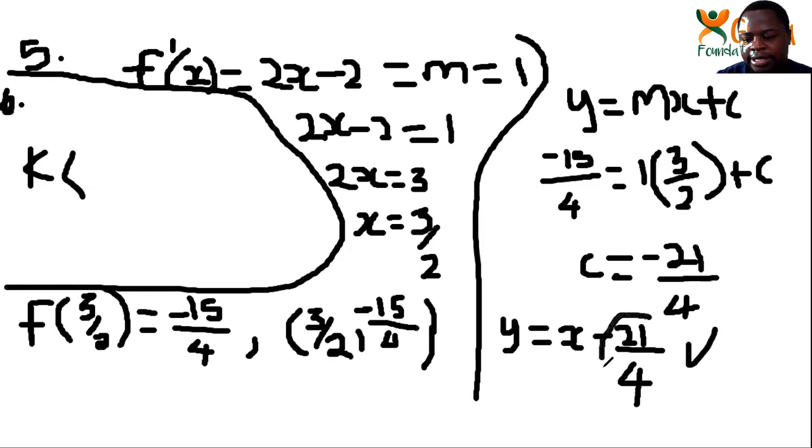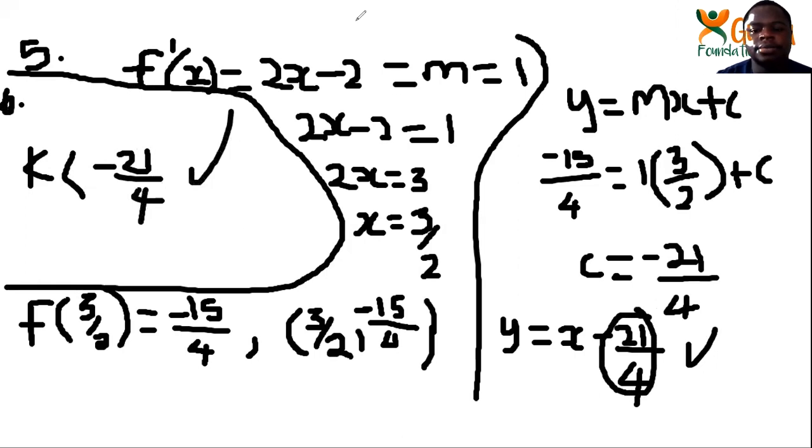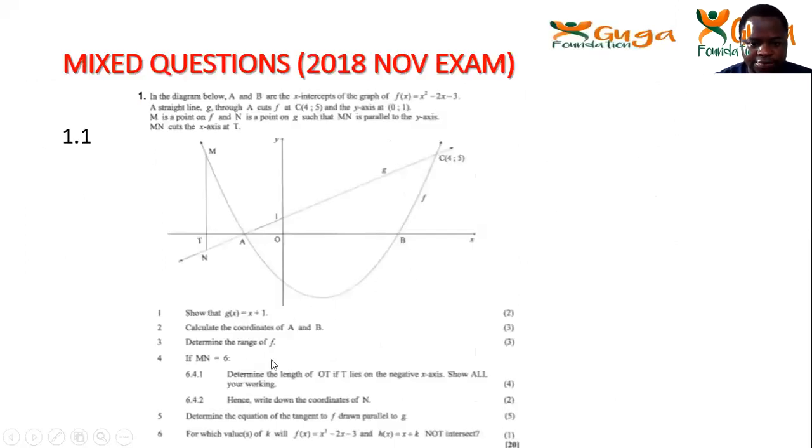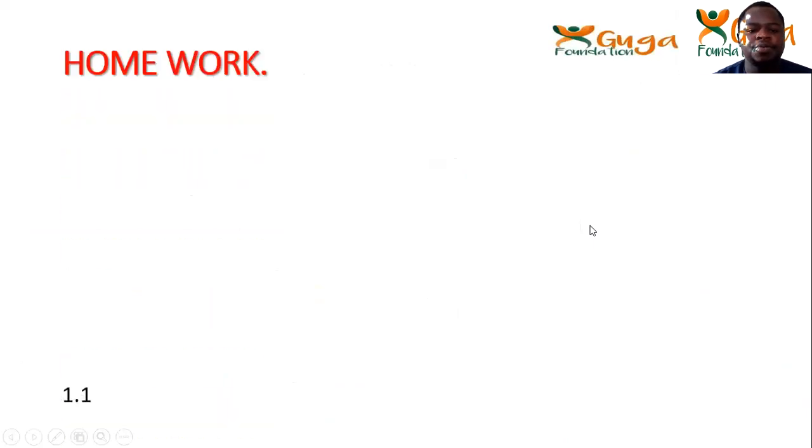You just take the k here as this value, k less than negative 21 over 4, right? Because when this line is very down there, they will not intersect. But when the k is trying to go up, it will touch, it will intersect. So now we're done with this question. This is your homework, guys.